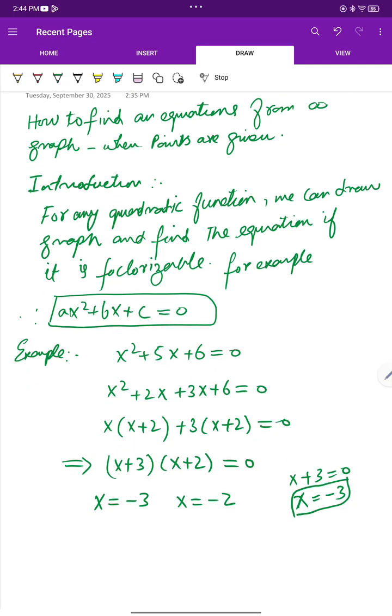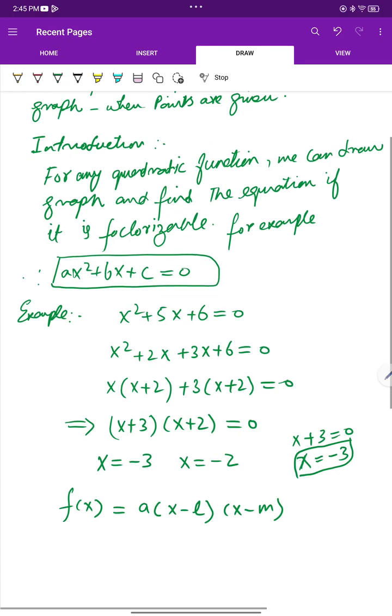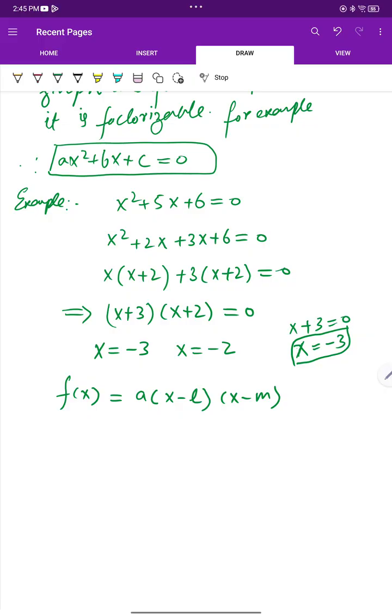So the equation must satisfy these two points when we are drawing the graph. So what is the method? What is the general form of the equation which you can find from the graph? So f of x is equal to, so it is like this: y is equal to f of x.